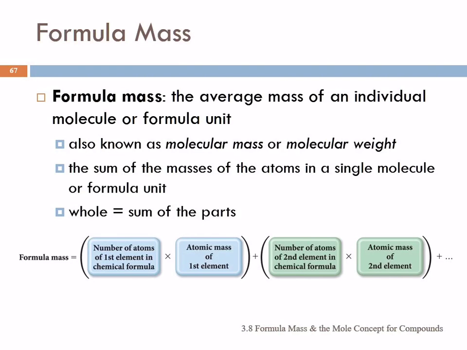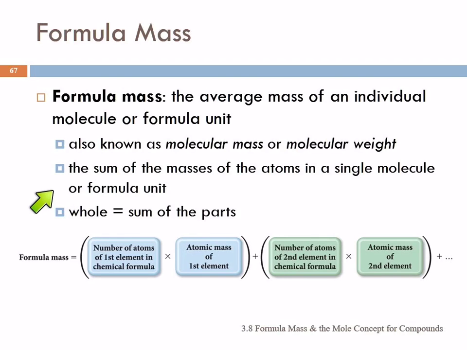Formula mass. We've talked about atomic mass, the mass of an atom. We talked about molar mass, the mass of 1 mole of atoms. The formula mass is the mass of a formula unit, or the mass of the formula. It's also sometimes called a molecular mass or a molecular weight. Molecular weight is an older term that we're trying to get rid of. Still pops up. Molecular mass, the mass of a molecule.